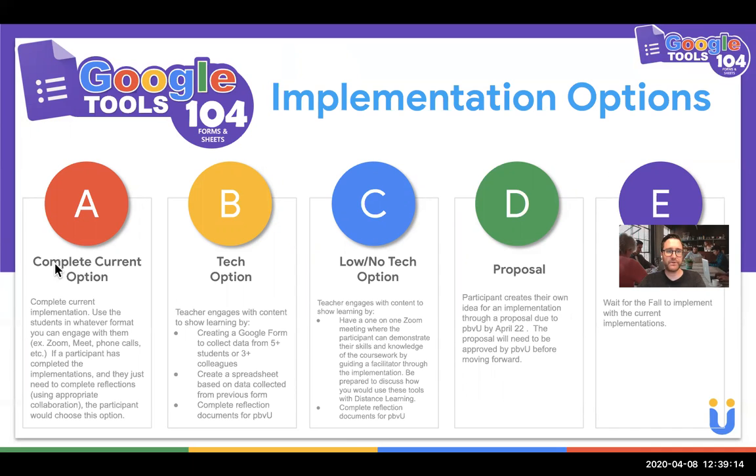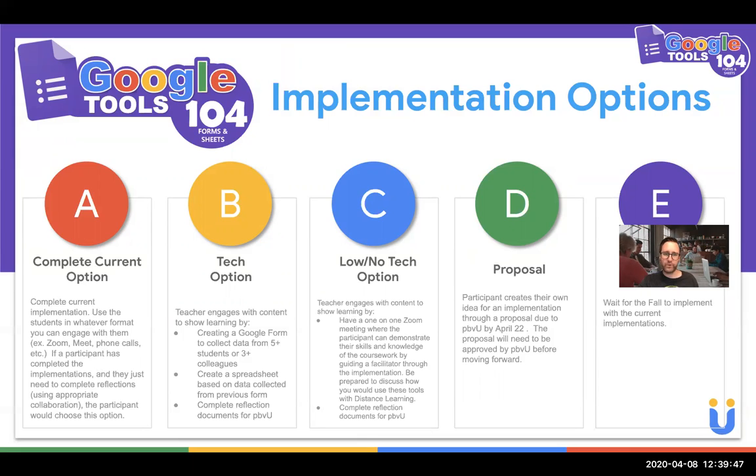So option A is you complete the current implementations and reflections. So you complete the current implementation, use the students' data in whatever format, or use students in whatever format you can engage them, Zoom, Meet, phone calls. If you've already completed the implementations, then you're just going to need to complete those reflections using appropriate collaboration and turn them in. And if you've already done that, hang in there.